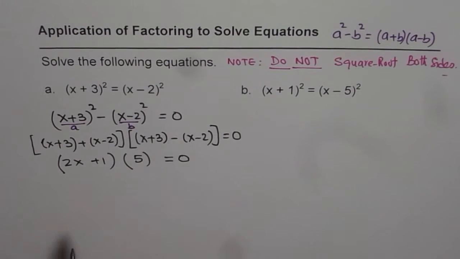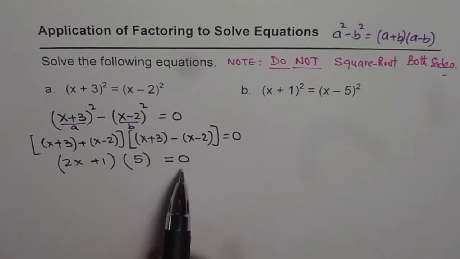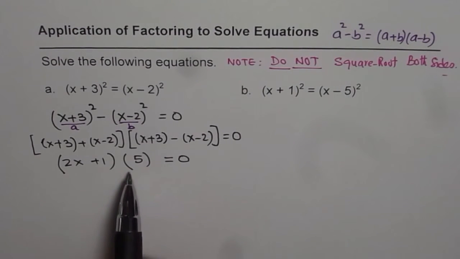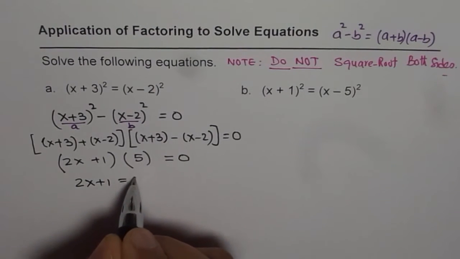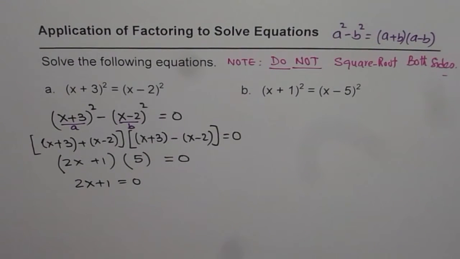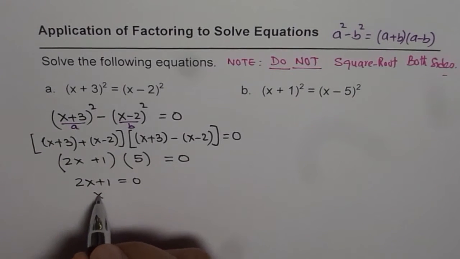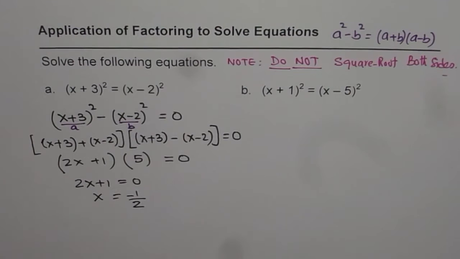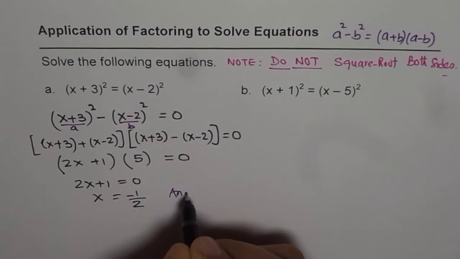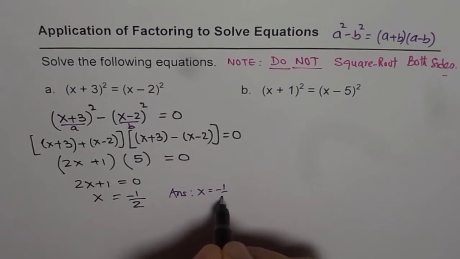Now when is this equation true? You know, 0 times anything will be 0, right? Therefore 2x + 1, if that is equal to 0, then we get the right value of x. Now this is 0 when x is equal to −1/2, correct? So that is our solution for the given equation. x = −1/2. So that is how you're going to solve the question. So the answer is x = −1/2.